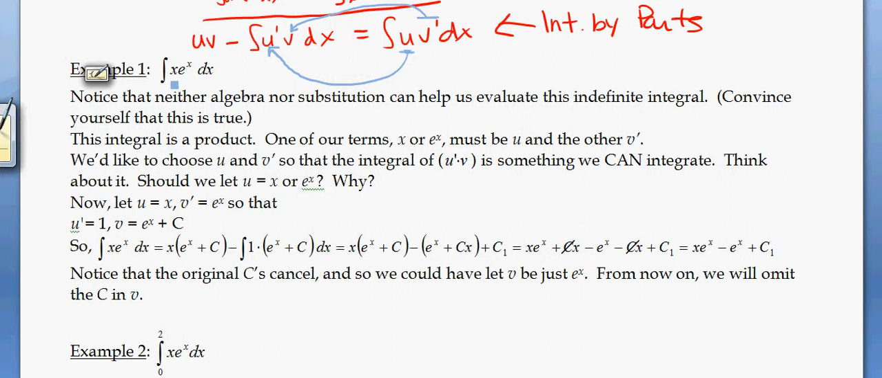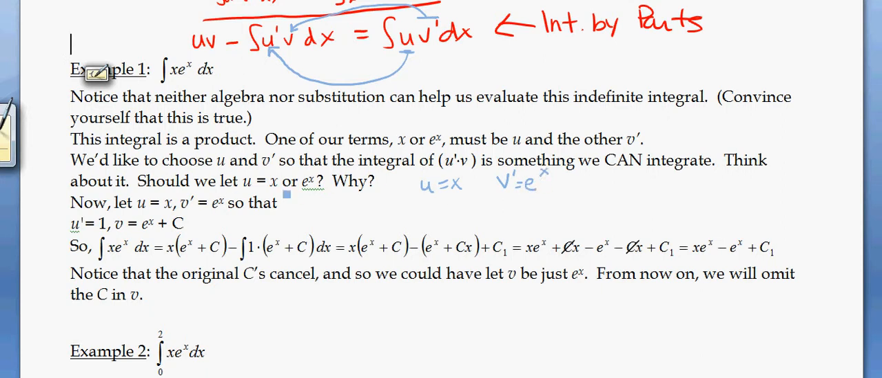So we're going to learn some techniques for how to choose which one should be u and which one should be v prime. But in general, I hope it makes sense that if we're taking the derivative of one and the antiderivative of the other, e to the x is just e to the x. Whether you take its derivative or its antiderivative, it just stays e to the x. Versus x, if I take its derivative, I just get 1, which is certainly a simpler thing. And if I take its antiderivative, I get 1/2 x squared, so that gets more complicated. So the best choice is to choose u to be x and v prime to be e to the x.